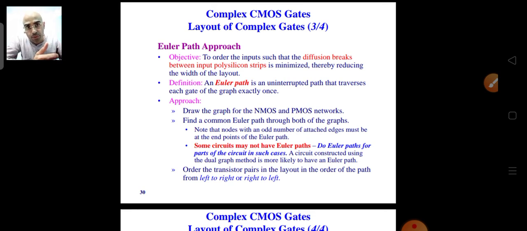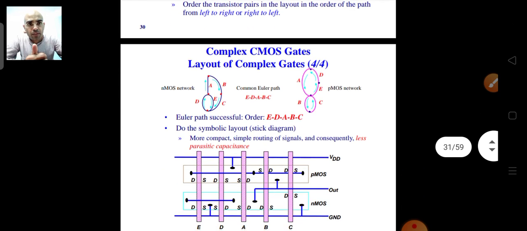The only condition it should satisfy is that it should be in sequence without traversing any transistor more than once, and it should be common between the pull-up and the pull-down networks. If you follow this, you get a common path, and that is called an Euler path for your circuit. You can draw it and get its stick diagram from that. The most important thing is in which order you should lay your polysilicons. Once you have ordered them in the proper way, things will not be difficult for you.